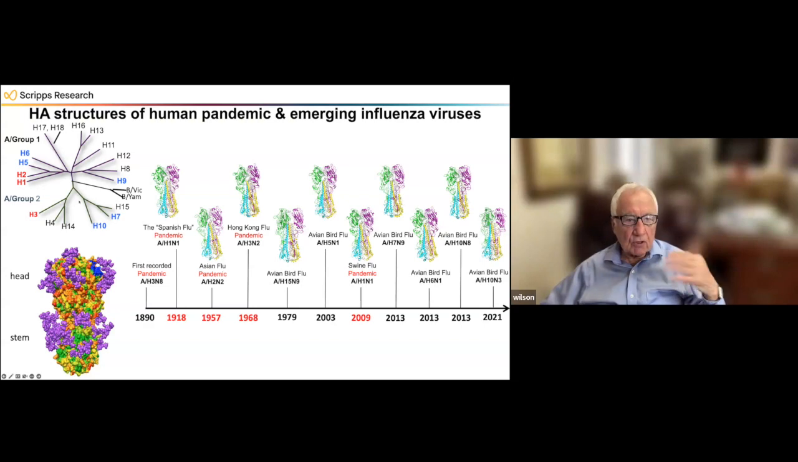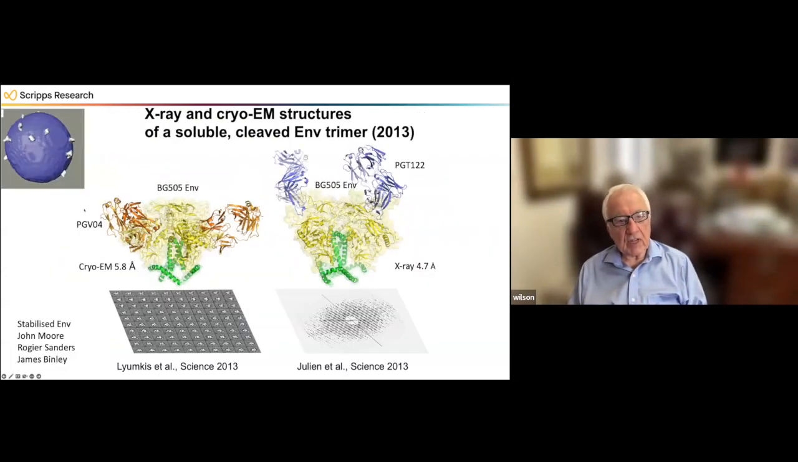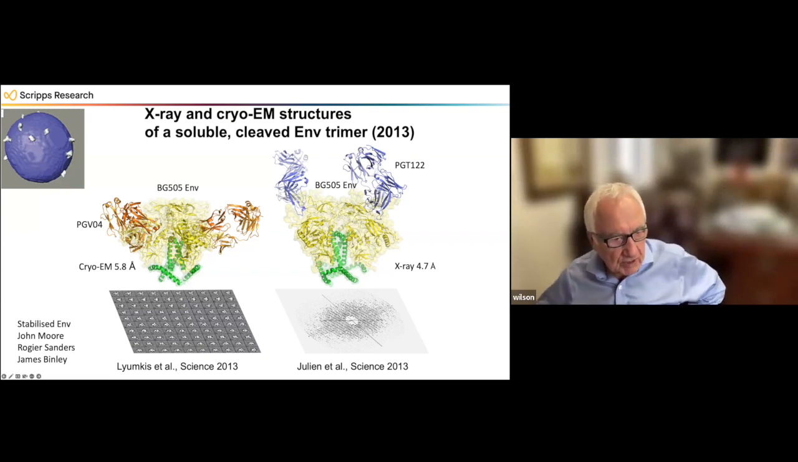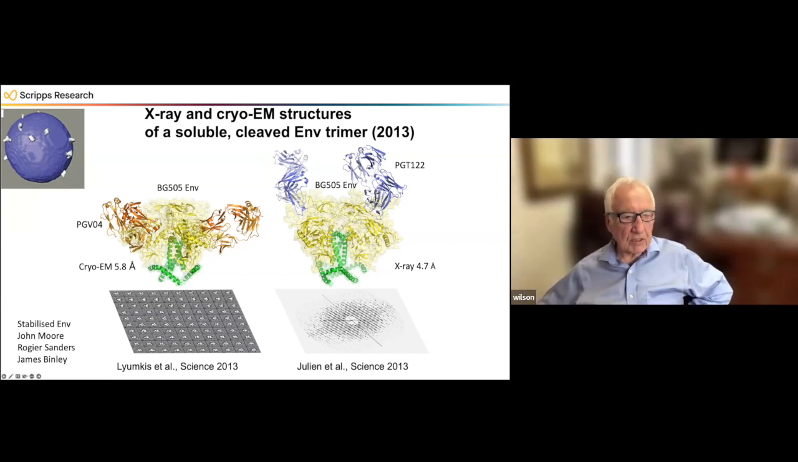So then if we go on to the HIV envelope trimer, we waited quite a number of years from 81 to 2013 to get this. This was a very hard structure to determine. It required stabilizing mutations that were put in by John Moore's group, by Rogier Sanders and James Binley when they were graduate students.